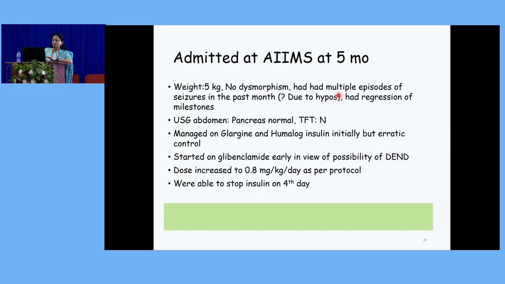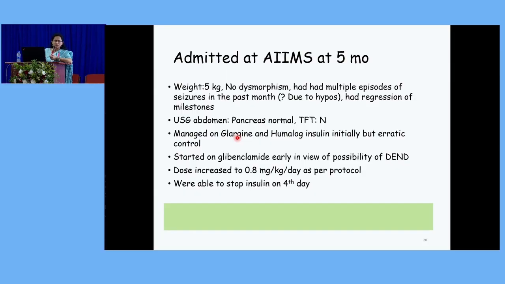She had been on insulin. And there was regression of milestones. Baby was not even holding her head when she came to us. On ultrasound, pancreas was normal, thyroid function was normal. Initially, we managed her on glargine and Humalog insulin, but very erratic control was there. We thought that there is a possibility of DEND, and even before we got the mutation report, we started her on sulfonylurea, glibenclamide.